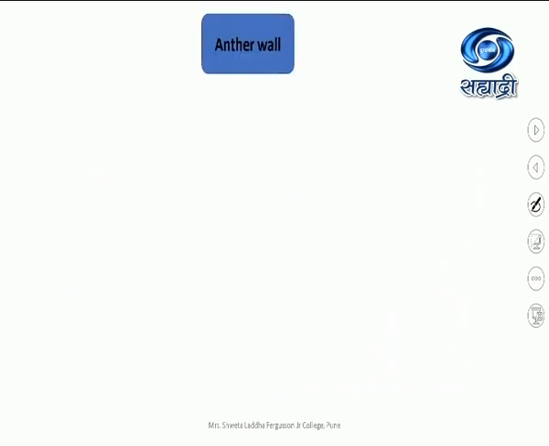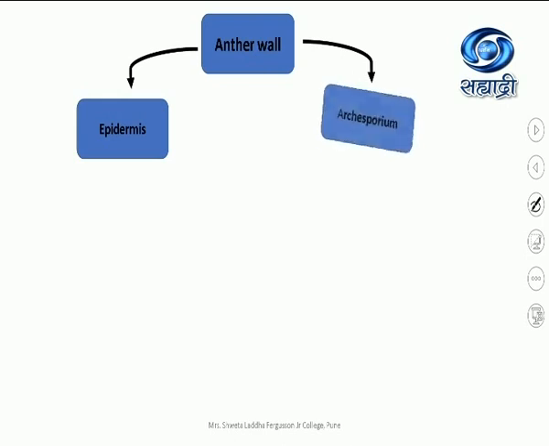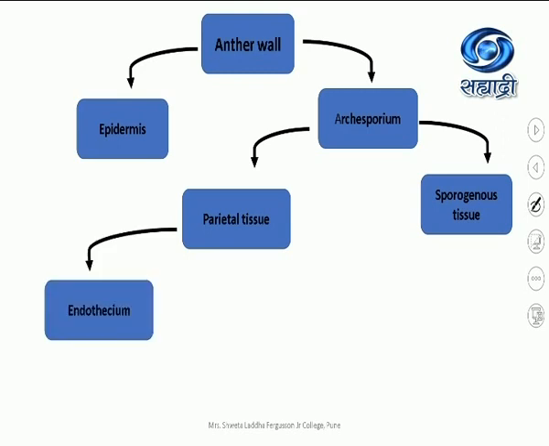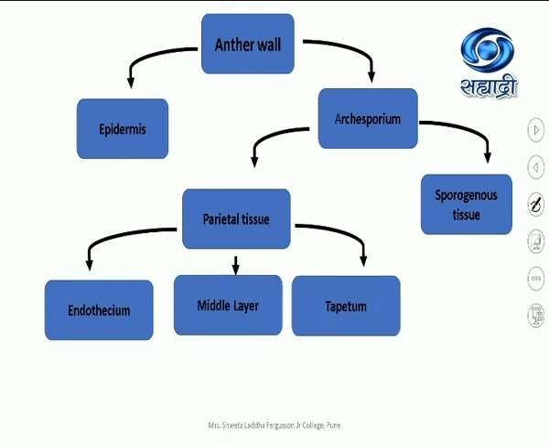Now, for the anther wall, I have made a brief chart for you. This will really help you to remember. You also draw this chart with me. The anther wall consists of 2 layers. What is the outermost layer called? Epidermis. How many layered? Single layered. And the second is archisporium. Archisporium is made up of parietal tissue and sporogenous tissue. Correct? Now this parietal tissue is further made up of 3 layers: endothecium, middle layer and tapetum.